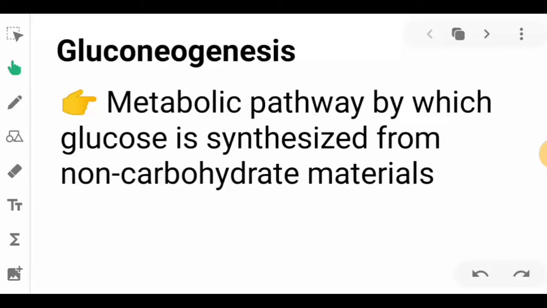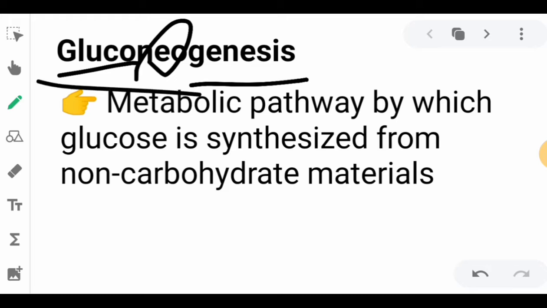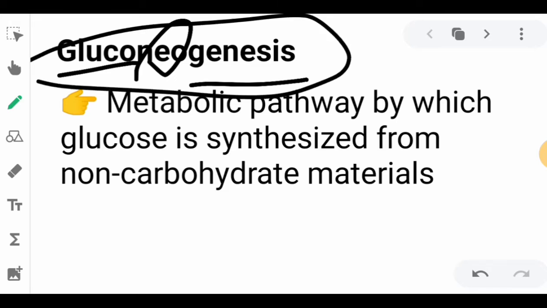Hello everyone, this lecture video is all about gluconeogenesis. Here, gluco means glucose, neo means new, and genesis means creation or beginning. So we can define this as creation of new glucose. And we can further define this as a metabolic pathway by which glucose is synthesized from non-carbohydrate materials.